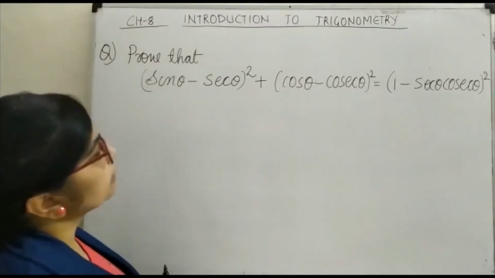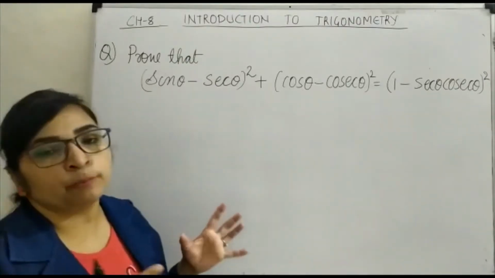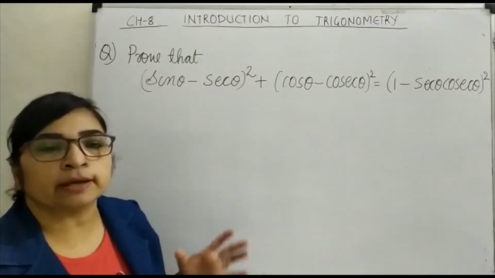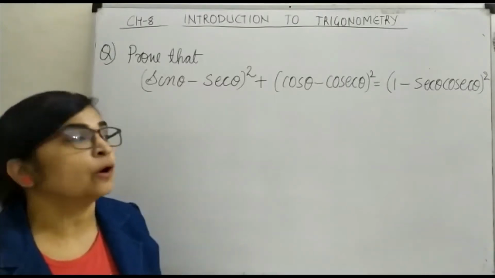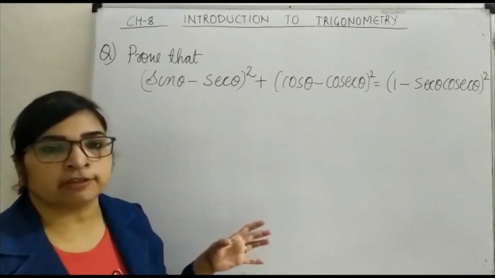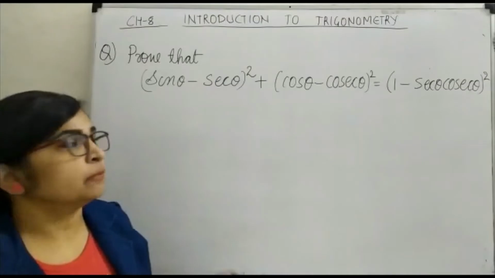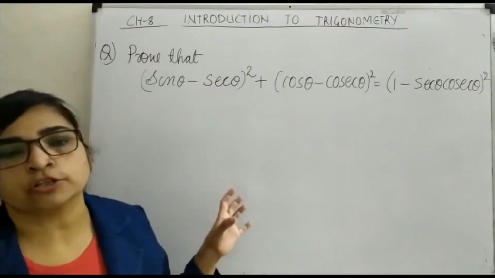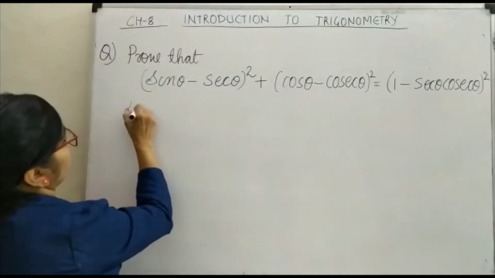Now just see here, as we already know, in a proof question either we prove that LHS is equal to RHS, or else we work out both sides and show that they have a common term. So let us see how this question can be done. I am starting from the left hand side.